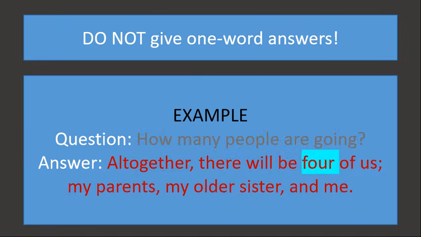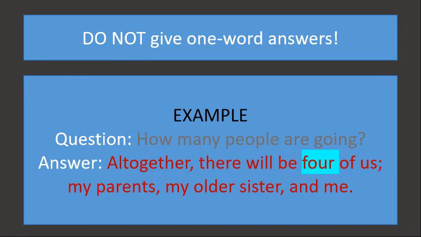First of all, my tip for this section is do not give 1-word answers. So if the question was, for example, how many people are going? Here's my example answer. Altogether, there will be 4 of us, my parents, my older sister, and me. Now, this is more than enough to get 2 points. I have highlighted the word 4 there because that is the key word in your answer. The question words are how many. So you must answer the question how many.